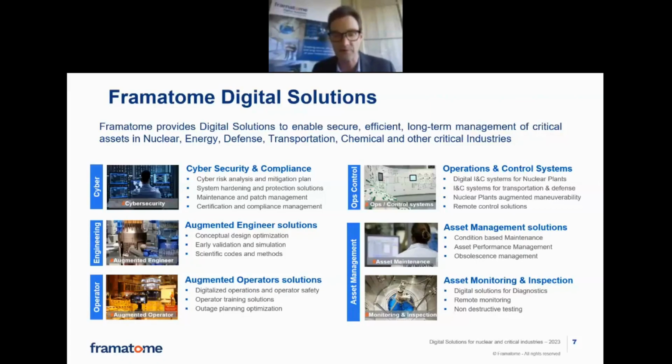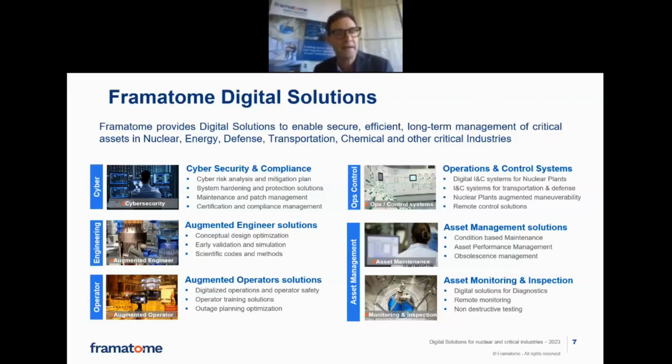Second aspect that we focus on largely for digital is typically referred to as digital INC for operations and control systems. This is inherited from solutions that are currently deployed in a large number of modernized nuclear plants with Framatome Digital INC, and that we are complementing with dedicated real-time control and predictive systems for assisted operations and plant maneuverability. So an array of solutions on that segment for plant operations and control.